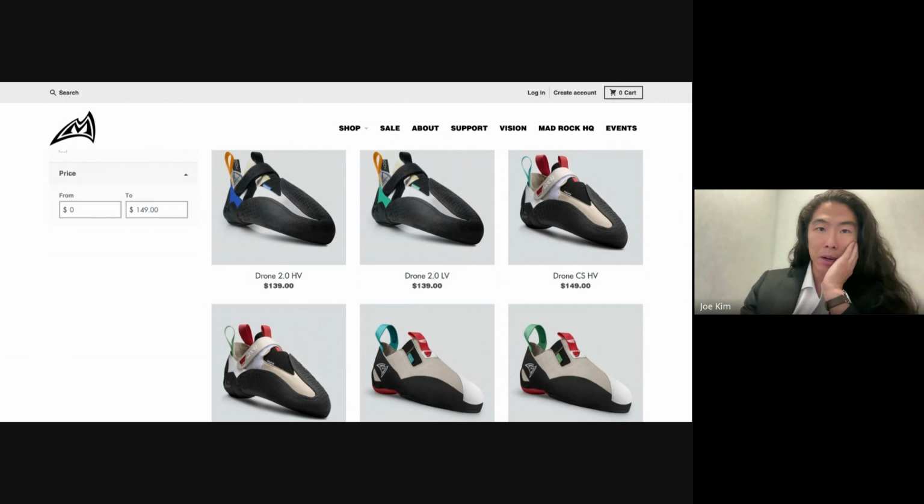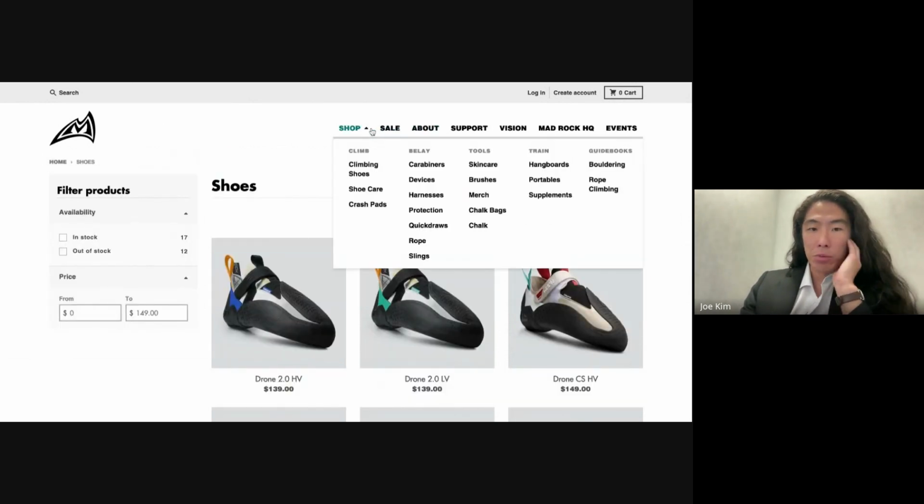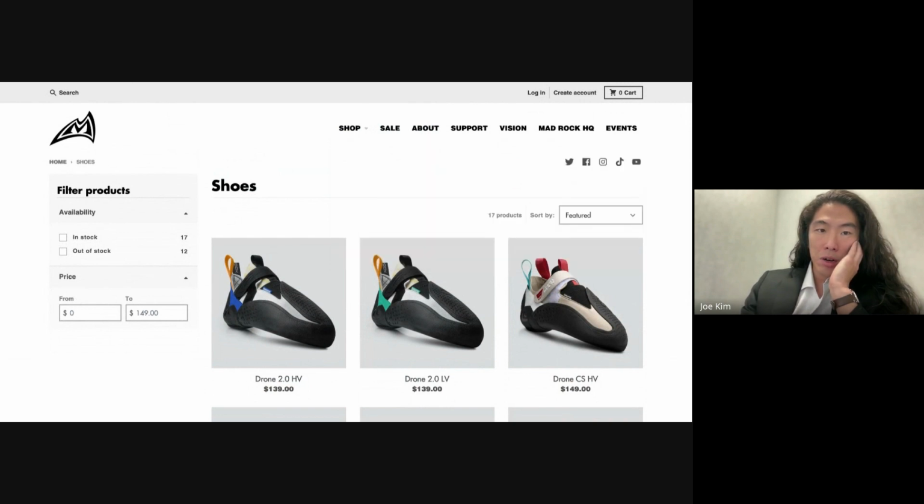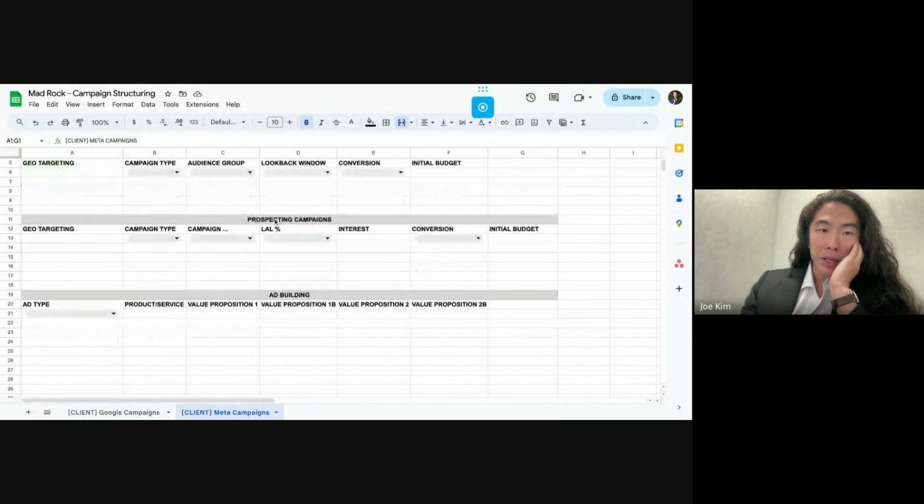Let's start thinking about how to segment their products. I guess we're just going to make the assumption that the vast majority of their sales are coming around their shoes. So let's look over at this new template we have now. Let's think about who the potential prospecting user would be.